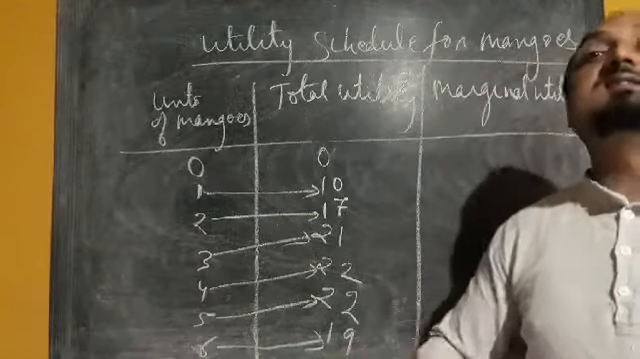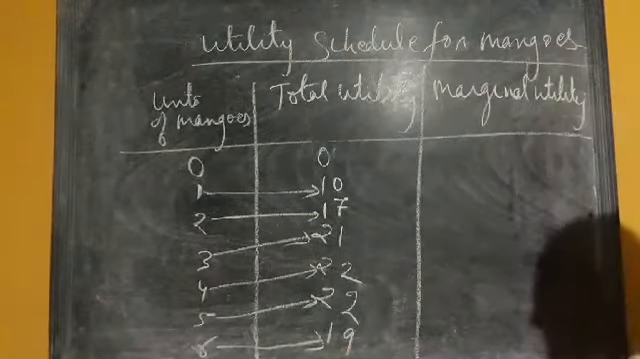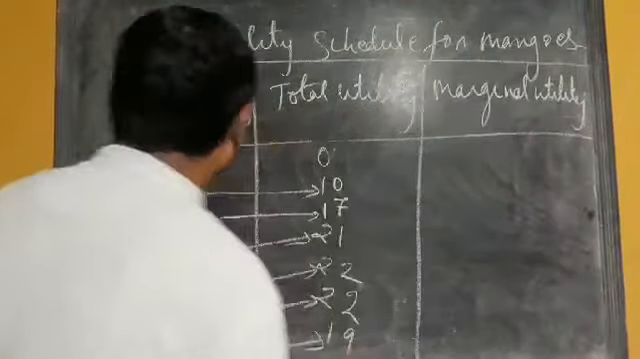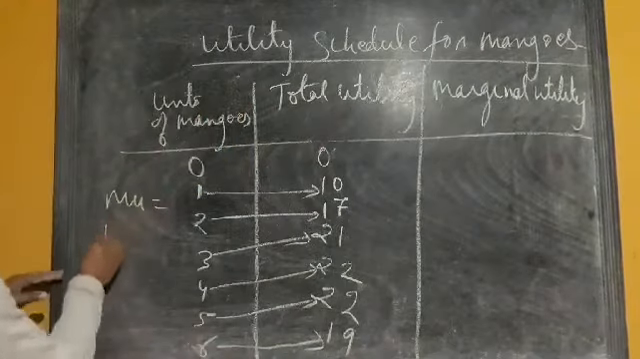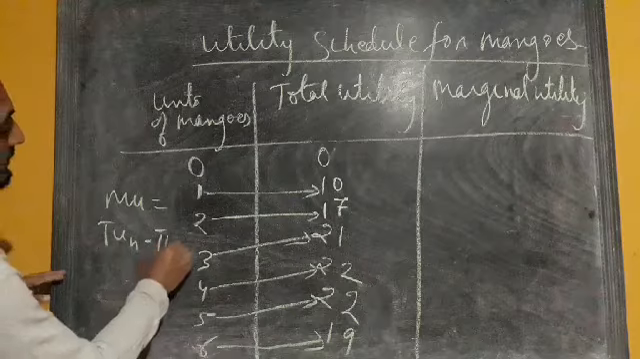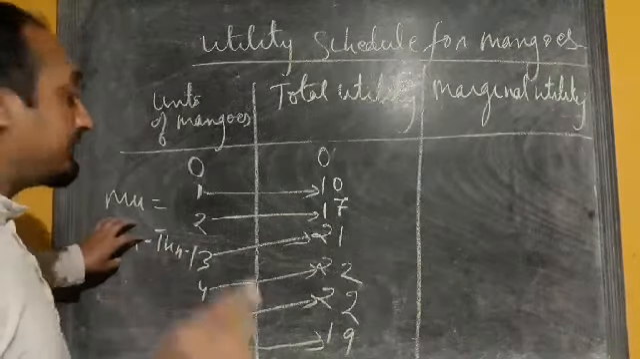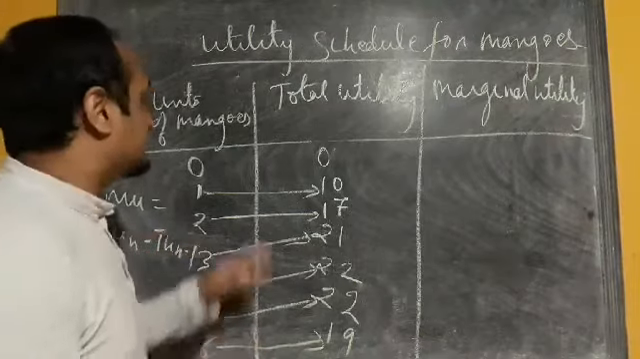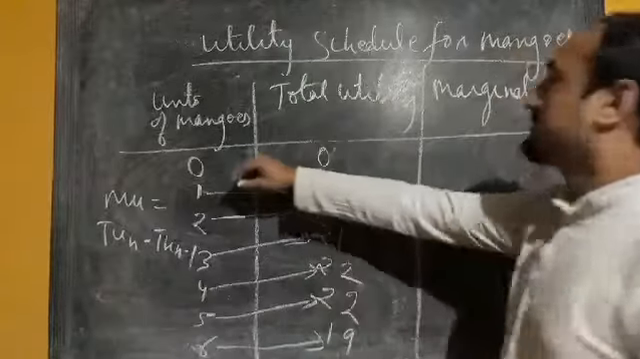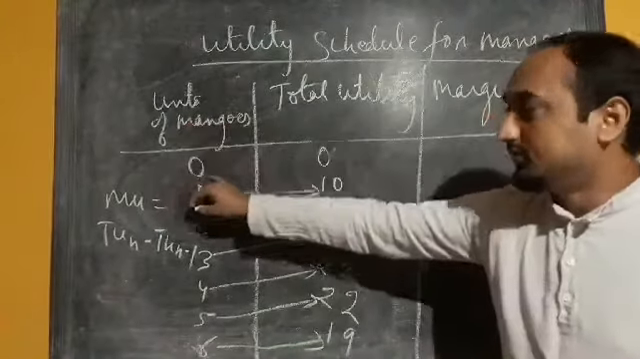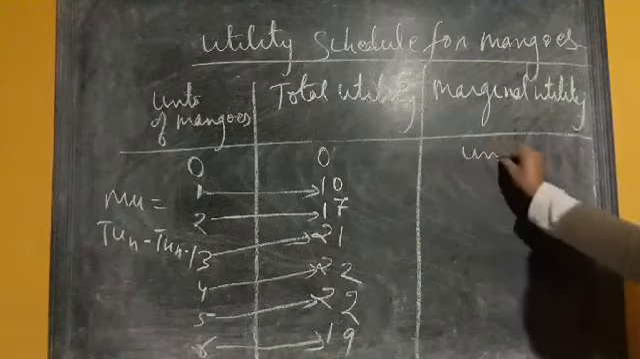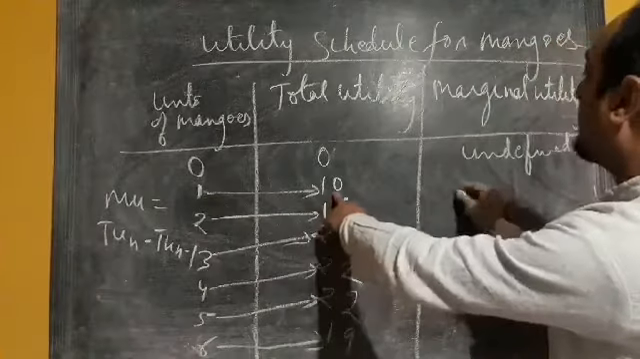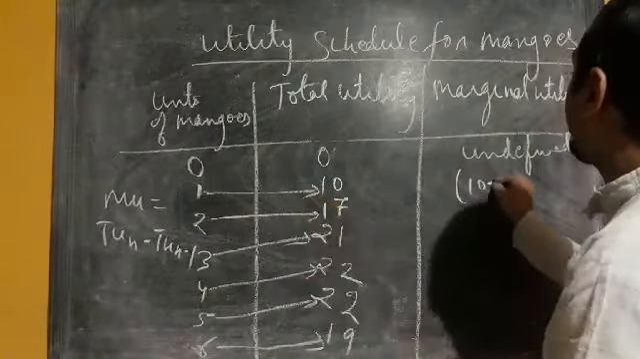We can say this one as disutility or negative utility. Now I will find this marginal utility. As I said, the formula of marginal utility is MU equals TUn minus TUn minus 1. So total utility derived from the nth unit minus total utility derived from the previous unit. If the units consumed is 0, total utility is 0, then it will be undefined.